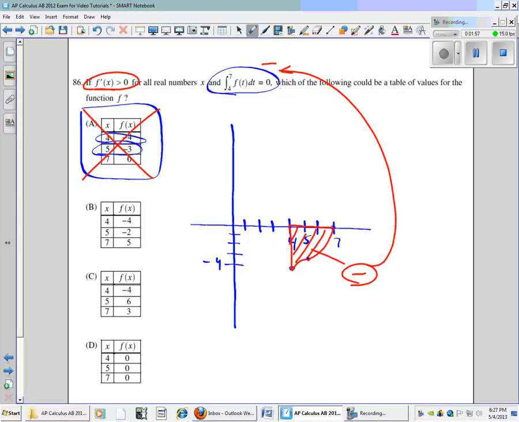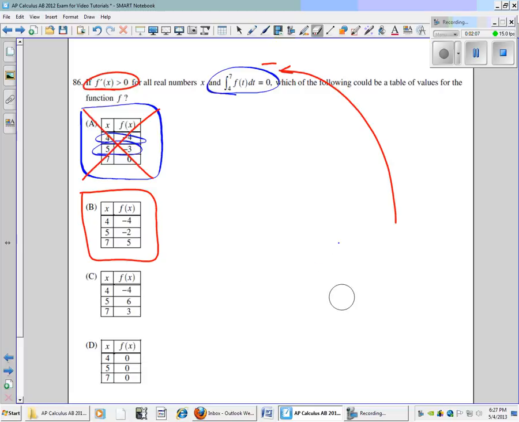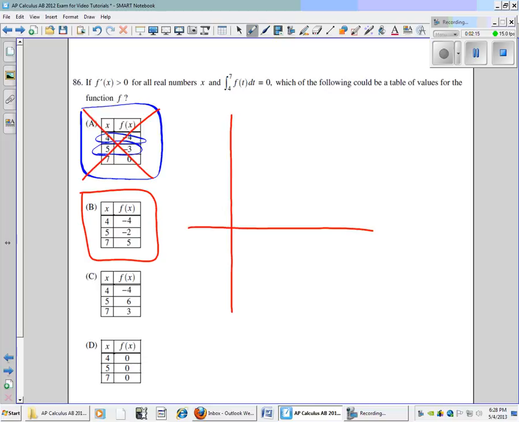Let's look at the table of values from part B. So let's look at this one next. We have again 4 and negative 4. We have 5 and negative 2. And we have 7 and 5. And again, we're looking at the area from 4 to 7, and we've got to make sure we maintain that the slope of the tangent line is always greater than 0.